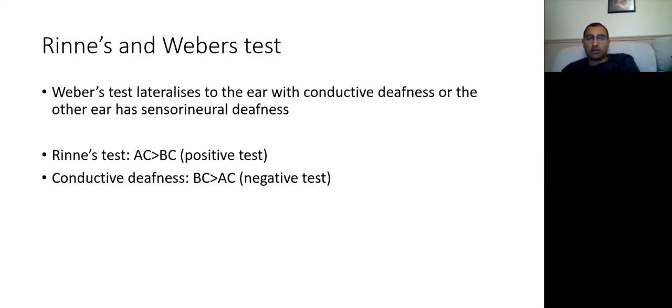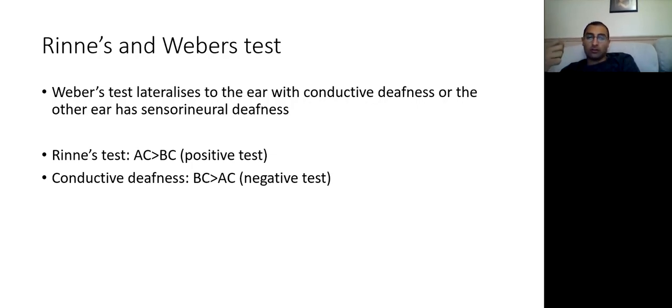Now, it doesn't tell you whether there's sensorineural or conductive deafness, but if it lateralizes, then you know that there's either conductive deafness in the ear that it's lateralized to, or the other ear has sensorineural deafness. Now, to see whether it's conductive or sensorineural deafness, you then have to do Rinne's test. Rinne's test is when you twang the tuning fork, you put it on the mastoid, and you test for bone conduction versus air conduction. And normally in a positive test, a positive is a healthy, normal test, air conduction should be louder than bone conduction.